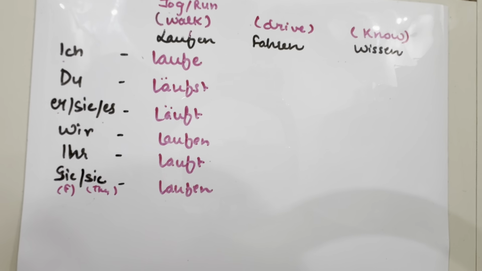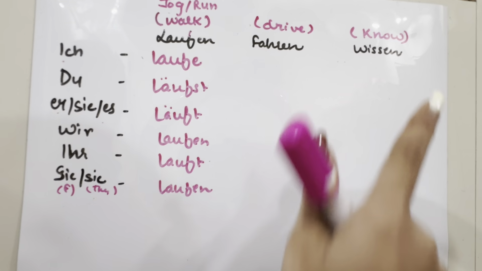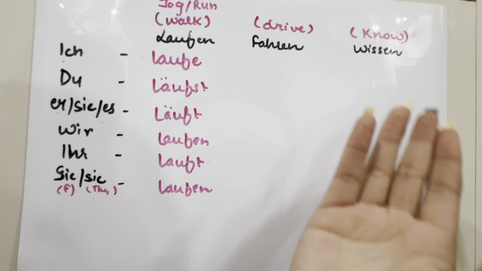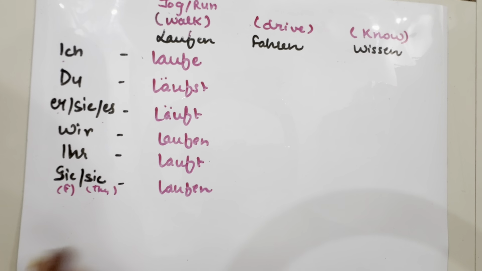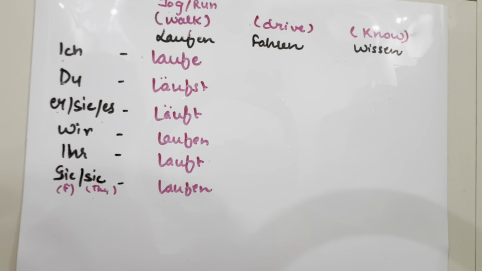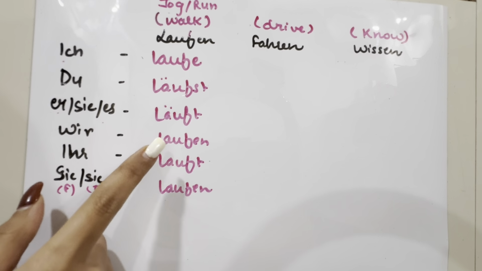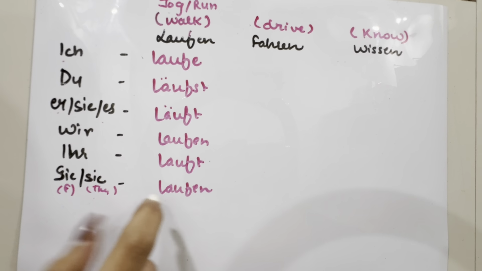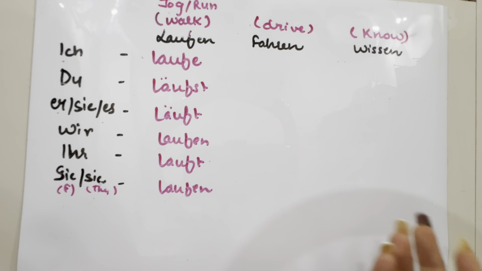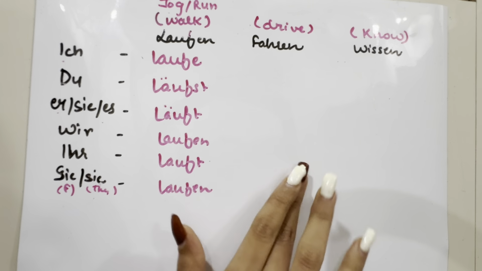The next set of verbs that we're looking at are laufen, fahren und wissen. Laufen means to walk, run or jog, fahren means to drive, and wissen means to know. First let's have a look at laufen. So ich laufe, du läufst, er läuft, wir laufen, ihr lauft, sie laufen. This A with an umlaut has a different sound from the plain A.